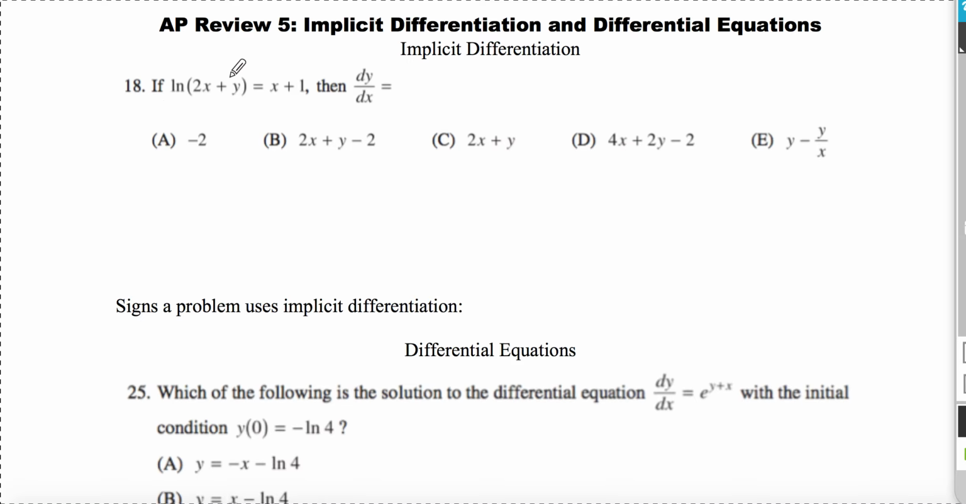If natural log of 2x plus y is x plus 1, then what is dy dx? Now the first thing I see when I'm reading across this equation is that I have x's and y's that are mixed together on both sides. And that's one of our big cues that we have to use implicit differentiation.